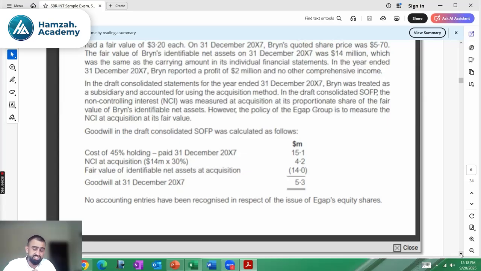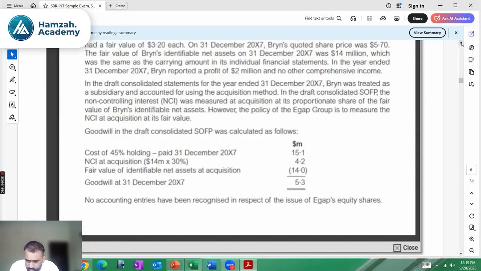And another mistake which they have done here, it is a step acquisition. In a step acquisition, previous investment should be taken at fair value. They haven't done it. You can see on your screen in the question. And then they have taken the NCI on a proportionate basis. As we discussed, their policy is the full goodwill method, but they are taking it on a proportionate basis. That is another mistake. That is 4.2. Fair value of the net asset is 14, and they have calculated the goodwill at 5.3 million. And no accounting entry has been recognized in respect of the issue of EGAP equity shares. So that is the first exhibit.